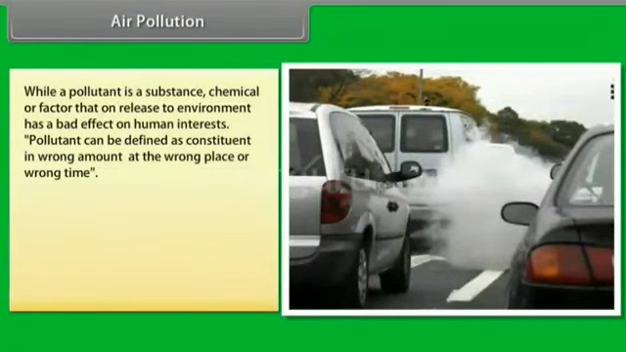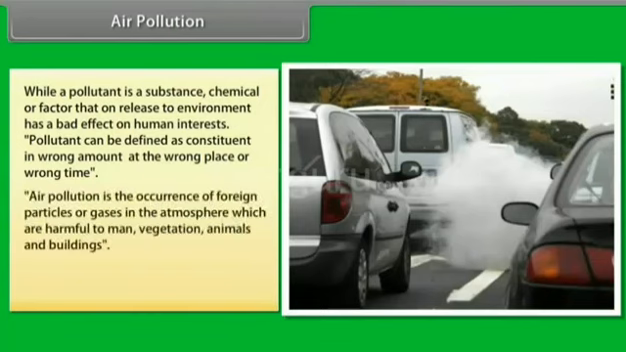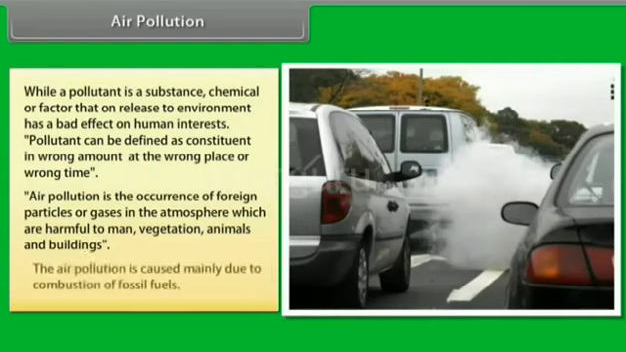Pollutant can be defined as a constituent in the wrong amount at the wrong place or wrong time. Air pollution is the occurrence of foreign particles or gases in the atmosphere which are harmful to man, vegetation, animals and buildings. The air pollution is caused mainly due to combustion of fossil fuels.